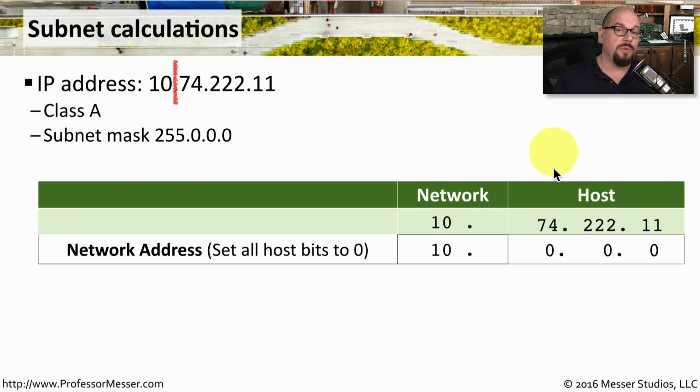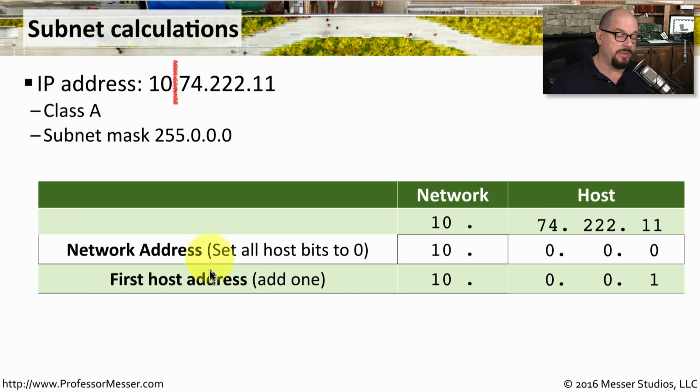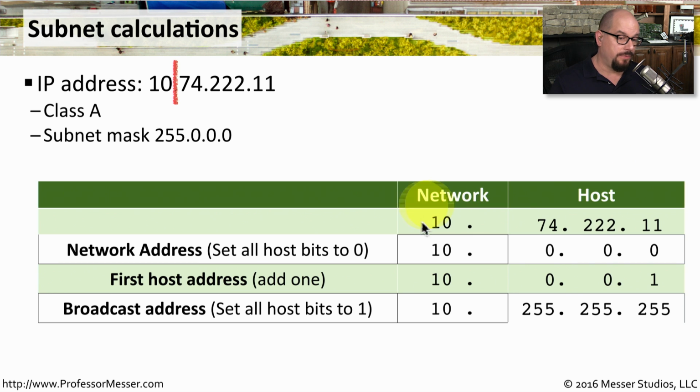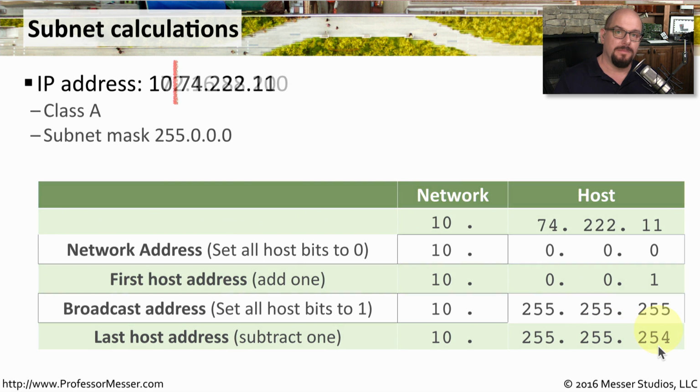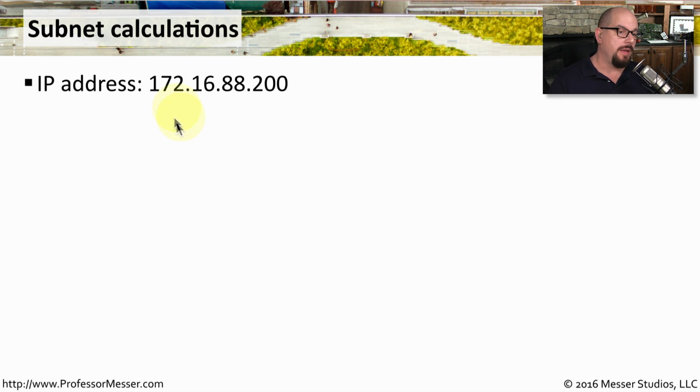To find the first available host on this subnet, we add 1 to the network address, which means the first available host could use an IP address of 10.0.0.1. To find the broadcast address for this network, we would change all of these host bits to be 1s in binary, which means that our broadcast address would be 10.255.255.255. And to find the last available host that you could use on this IP subnet, we subtract 1 from the broadcast address, making the last available IP address on this subnet 10.255.255.254.